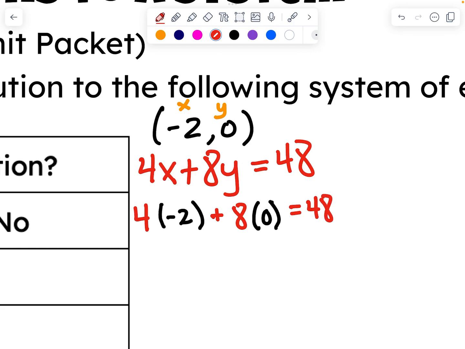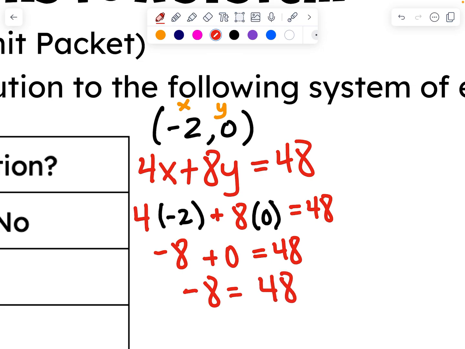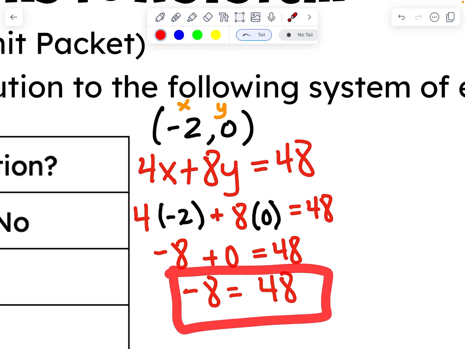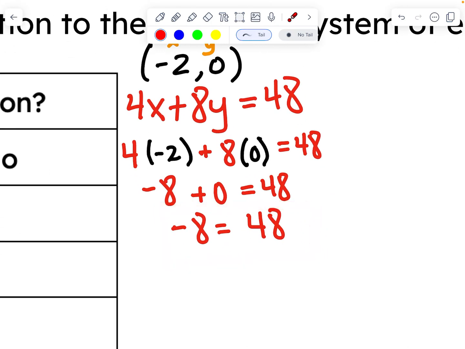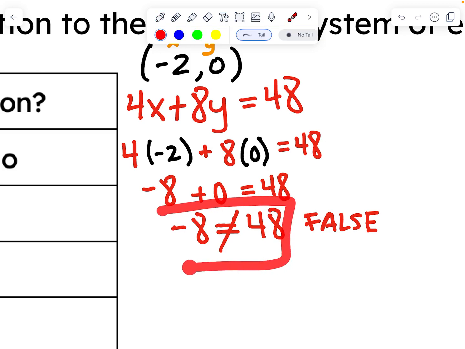Okay. 4 times -2 is -8, plus 8 times 0 is 0, and -8 plus 0 is -8. And we get all the way down to here, and we get a statement that's basically nonsense that says -8 equals 48. Okay? That is definitely not a true statement. And it's really even easier to tell that it's not true than it was last unit, because we had to check, okay, is it greater than or equal to? Here it's just simply -8 does not equal 48.